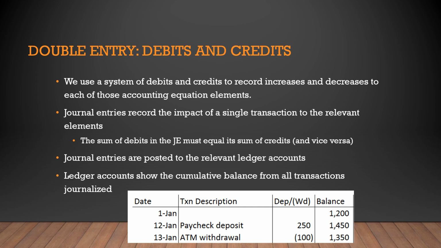The activity in one's bank account serves as a good analogy for distinguishing between journal entries and ledger accounts. Imagine you have $1,200 in your checking account. Imagine you then deposit a paycheck in the amount of $250. You now have an account balance of $1,450. This deposit is like a journal entry. It's a single transaction that records the increase or impact of that deposit. The $1,450 balance is akin to the ledger account, which represents the cumulative impact of all deposits and withdrawals up to that date.